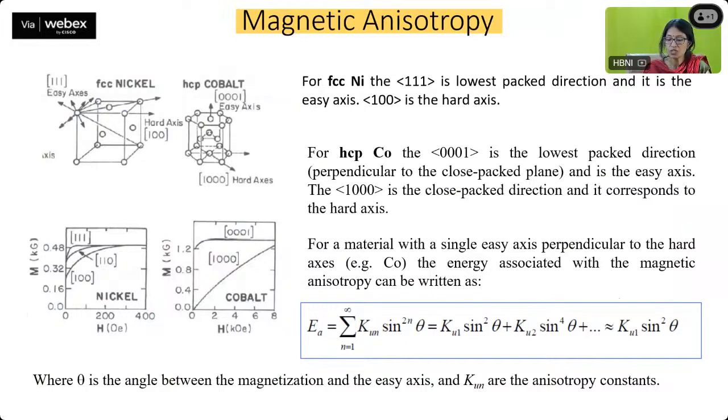This is the equation for how you will write it. So this E_A is equal to the sum of K_n sin to the power n theta, summed over n equal to 1 to infinity.